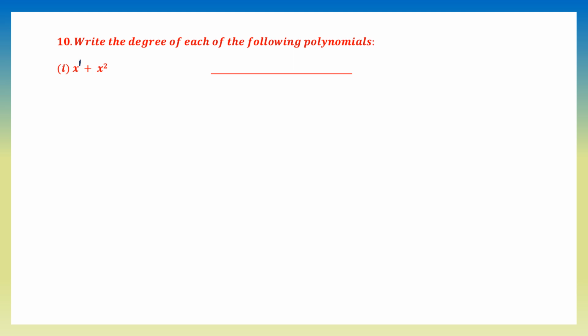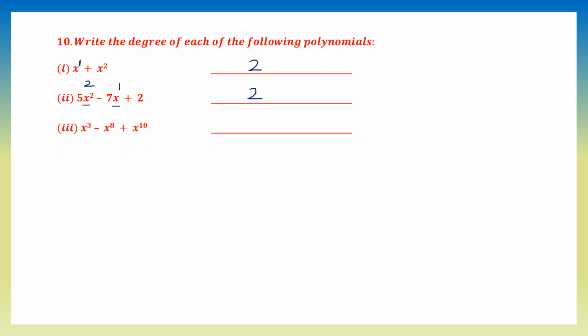Whereas the second one, it's raised to 2. So when you have to find the degree of such polynomials where there's only one variable x, look for the highest power. So here it is 1, here it is 2. The highest power is 2. So this is called the degree of this polynomial. Now next one, here also, this is a polynomial with one variable. We have only x. So look for the highest power of x. So here it is 2. Here there's only 1. So the highest power is 2. So 2 is the degree of the polynomial.